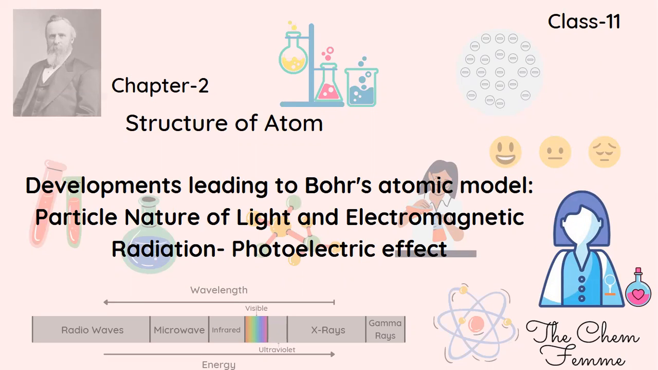There were two concepts apart from the limitations of Rutherford's theory. There were two other concepts that had come up that led to the understanding that Rutherford's theory might be wrong. One of them was black body radiation, and the second is the photoelectric effect.